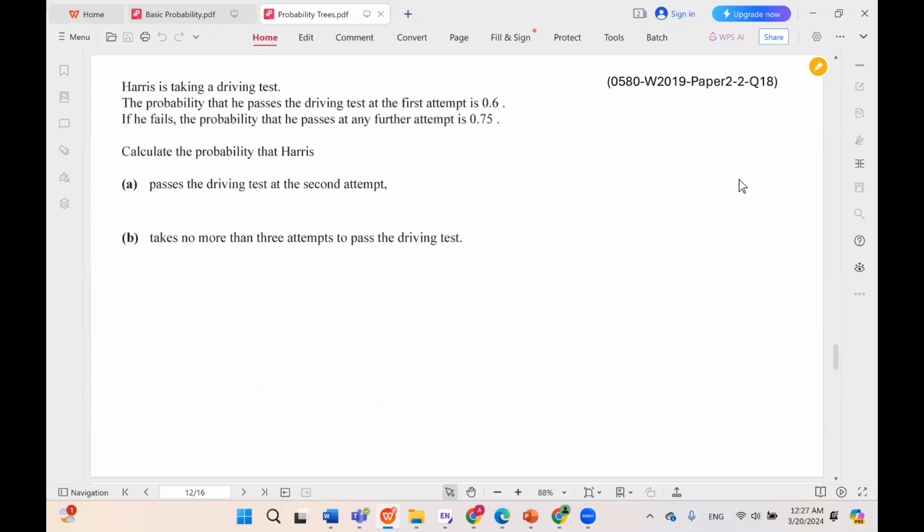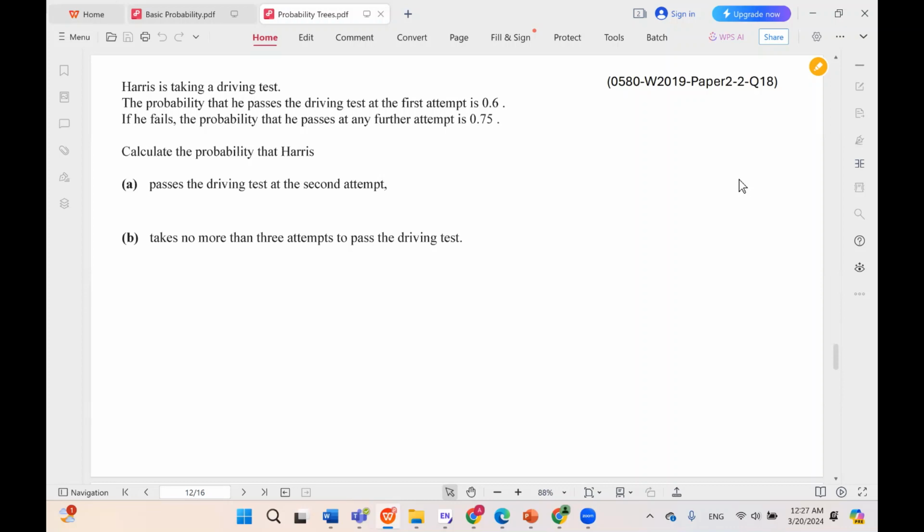Harris is taking a driving test. The probability that he passes the driving test at the first attempt is 0.6. If he fails, the probability that he passes at any further attempt is 0.75. Calculate the probability that Harris passes the driving test at the second attempt. So this is a Bernoulli trial. It's not really a probability tree, but it can be represented as a probability tree in order to better visualize.